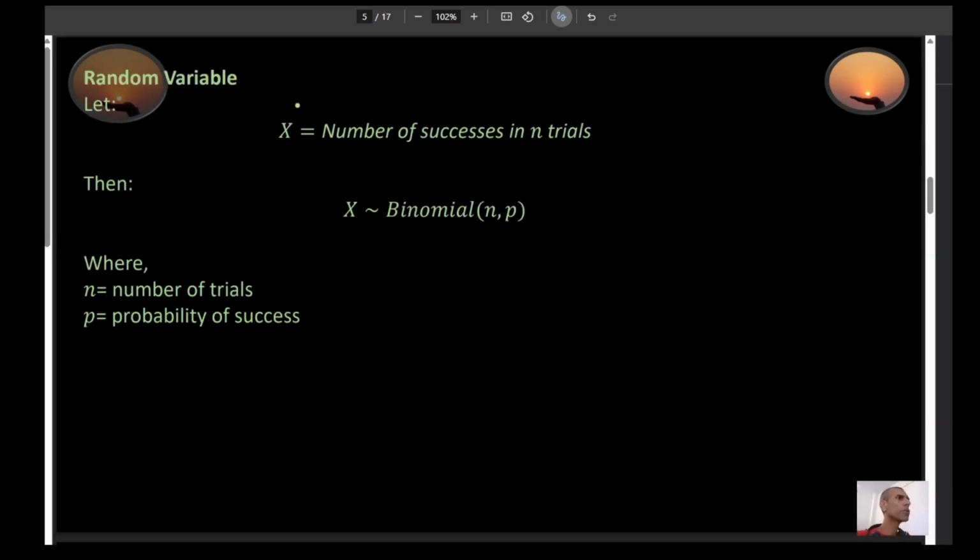Now, in binomial distribution, you're going to hear the word random variable, and generally the random variable is denoted by X, and that would be your number of successes in your n trials. So you will see something like this written sometimes in the textbooks: X, and then this fancy symbol, binomial n comma p. Your n would indicate the number of trials, and p would indicate the probability of your success.